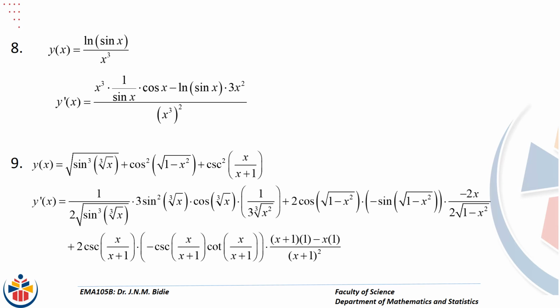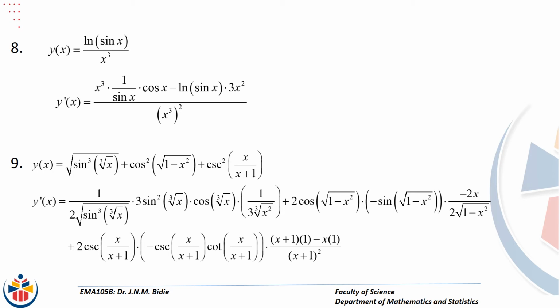Let's complicate this, because now for the chain rule, it is applicable to trig functions. It is applicable to quotient rule. It's also applicable to the product rule. So let's bring in the quotient rule in number 8. The numerator is ln of sine x. The denominator is x cubed. Ln of sine x divided by x cubed.